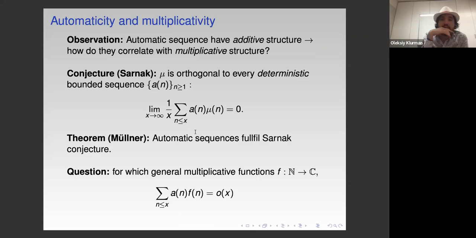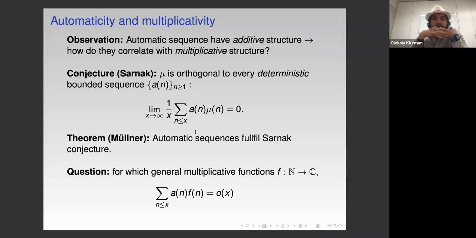So the theorem of Müllner, of maybe 6-7 years ago, tells you that automatic sequences do satisfy the Sarnak conjecture. So they decorrelate with Möbius, and that means that they do not have, at least in some way, some multiplicative structure. So that's one way to measure how much structure you have.